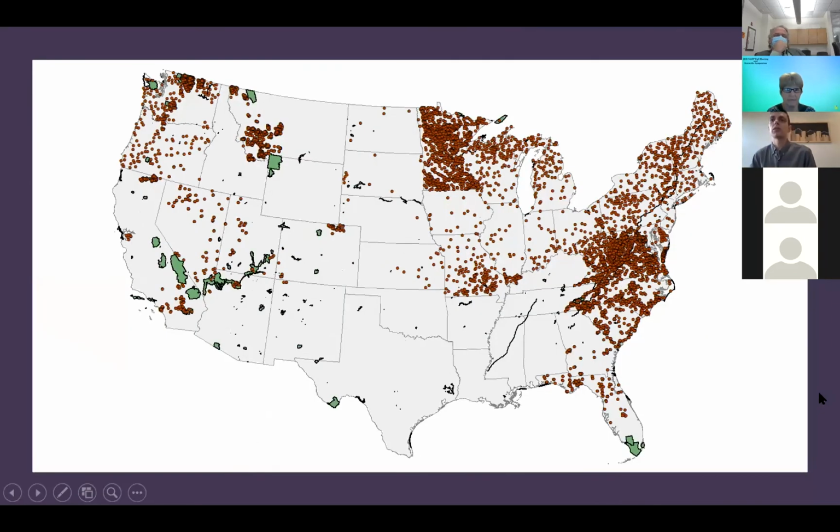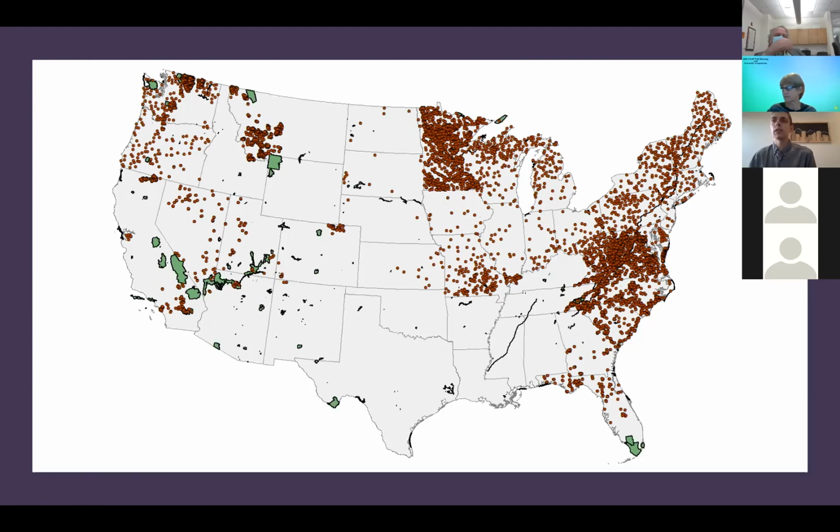This map just shows, again, that input data from the Clark et al. paper and the national park boundaries in green. And you can see that there is some overlap, but especially in the west and northwest, there's not a lot of overlap between the plots and the national parks. So that raises the question of how we can confidently apply these critical loads to areas outside of those that were used in the original models.